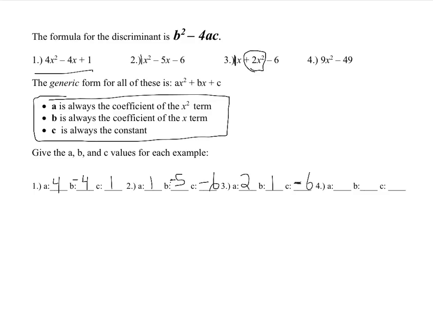Now in number 4, we're missing a term. What term are we missing? We're missing the x term. That means the x is canceled out, which means the coefficient was 0. So b would be 0. In this case, a is 9, b is 0, and c is negative 49.